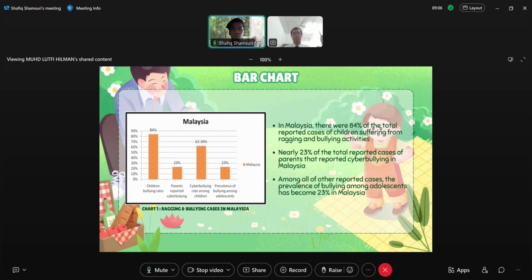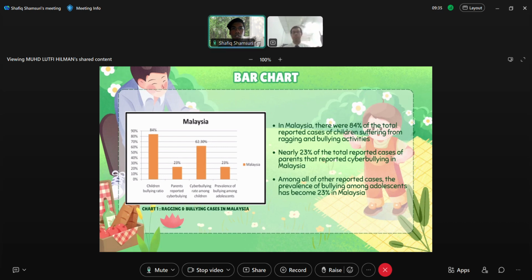So moving on to our first bar chart. The first bar chart that I have provided is raging and bullying cases in Malaysia. In Malaysia, there were 84% of the total reported cases of children suffering from raging and bullying activities. Nearly 22% of the total reported cases were parents that reported cyberbullying in Malaysia. Among all other reported cases, the prevalence of bullying among adolescents is 20% in Malaysia.